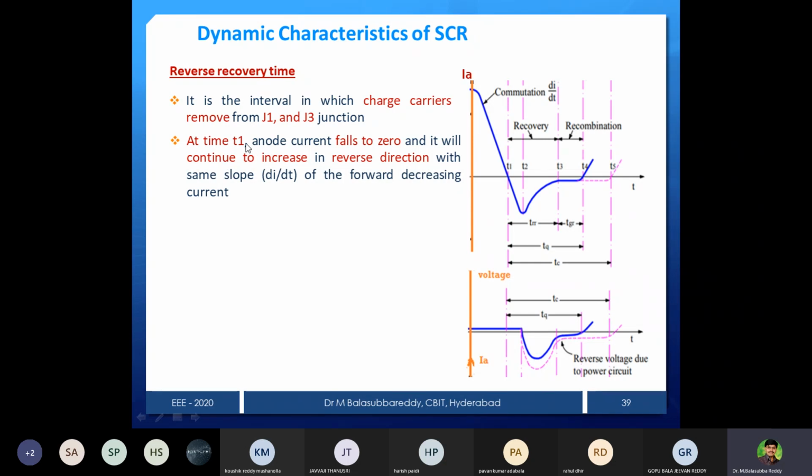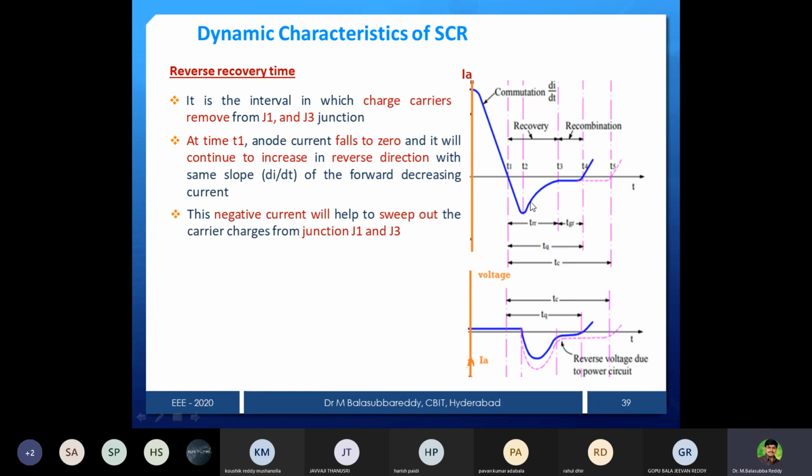At the time T1 you can see that the anode current falls to 0, and it continues to increase in the reverse direction, because it is like a motor, as I said. The kinetic energy is converted into electrical, it rotates, so it is flowing in reverse. Now the current will be 0 and it will continue to increase in the reverse direction with a small slope of di/dt to the forward decreasing current. Gradually a negative current develops.